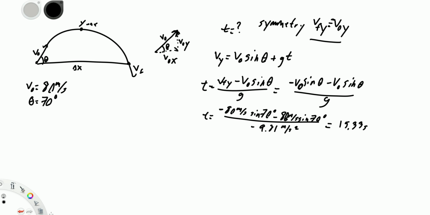To solve for y max, we're going to assume we're just talking about halfway up. So for our y max, we are going to make two assumptions: that our Vy at that point is 0 meters per second because it's not going any higher or getting any lower, and our time is just to go up, which is half of the total time over here. So 7.67 seconds.